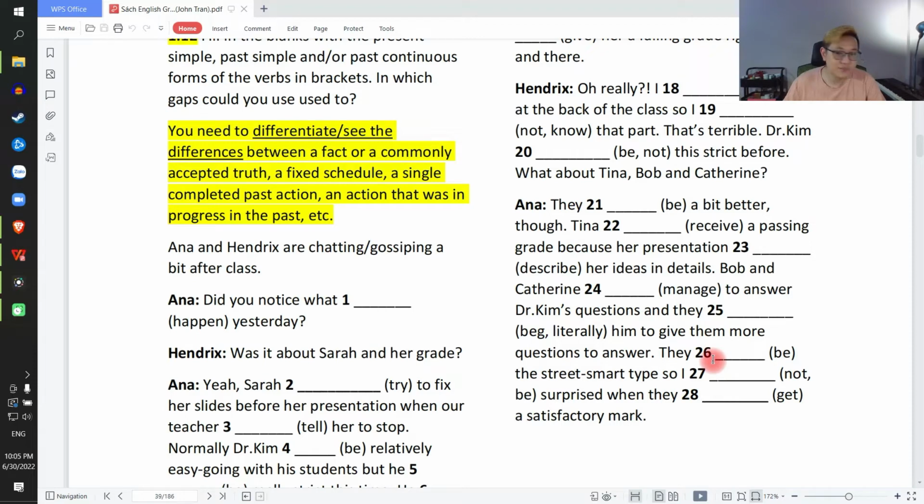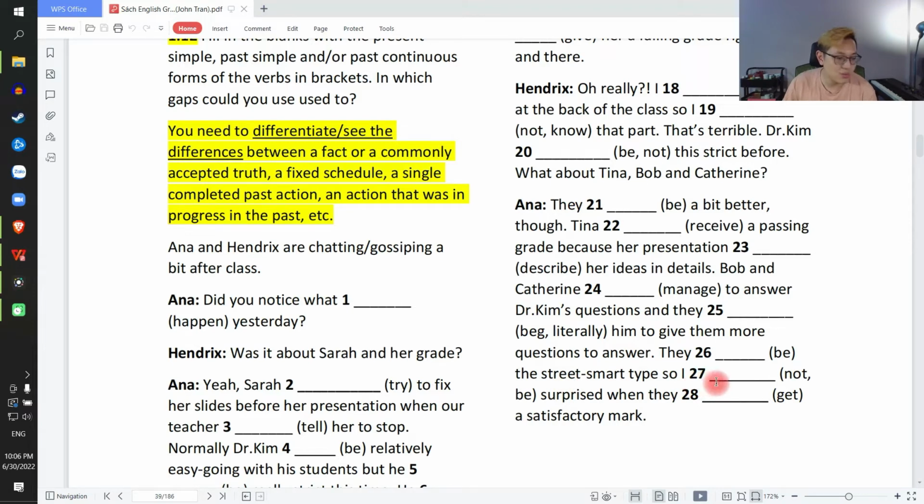Number 26 is they are the street smart type, because this is a fact about those people, about Catherine and Bob, you know. So right now it's still true, so present simple. Đây là một cái sự thật hiển nhiên lúc nào cũng đúng về hai cái người này, đó là Bob và Catherine. Là cái loại mà những người mà gọi là thông minh kiểu đường phố á, rất là lanh, thông minh đường phố á, cho nên là trong này là hiện tại đơn cũng được nha. So 26 is they are the street smart type.